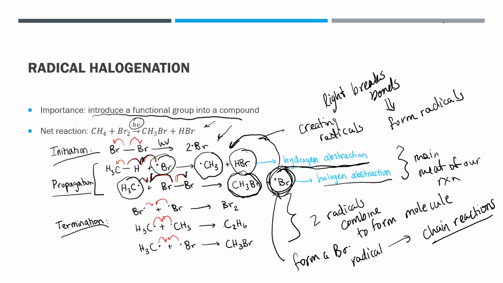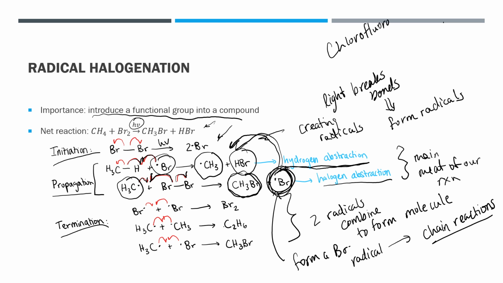So this radical is basically going to go and do the abstraction all over again. So it doesn't matter how much I start with. I don't need to start with a huge amount of radicals, because the radical is formed again in the entire process. And this is why having just a small amount of radicals in our atmosphere and stuff like that can be very, very harmful.